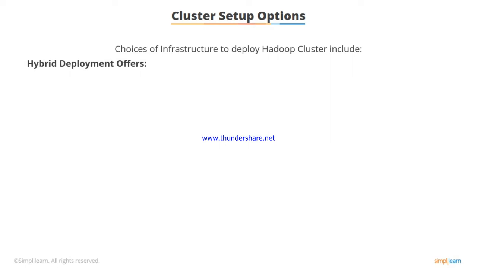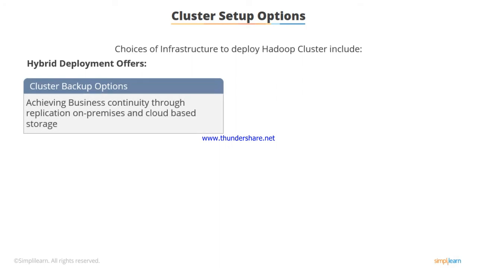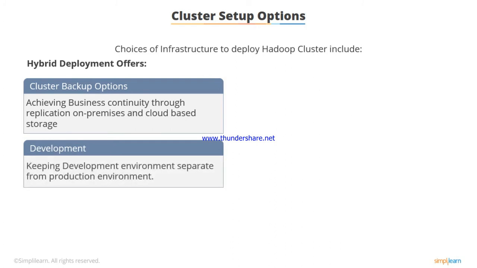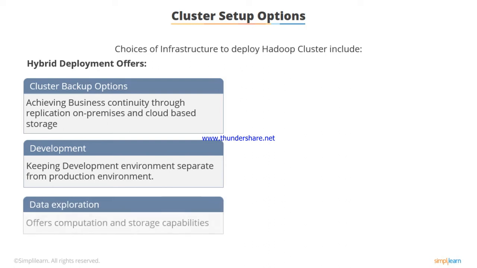The main benefits of hybrid deployment are cluster backup options. Architects prefer to have high business continuity through replication of data on-premise and use of cloud-based storage. Development. Organizations prefer to keep production environments separate from development and prefer to use cloud for their development work while persisting data on clusters on-premise or on cloud. Data exploration. Organizations prefer a cloud platform for the computation and storage capabilities that it offers.